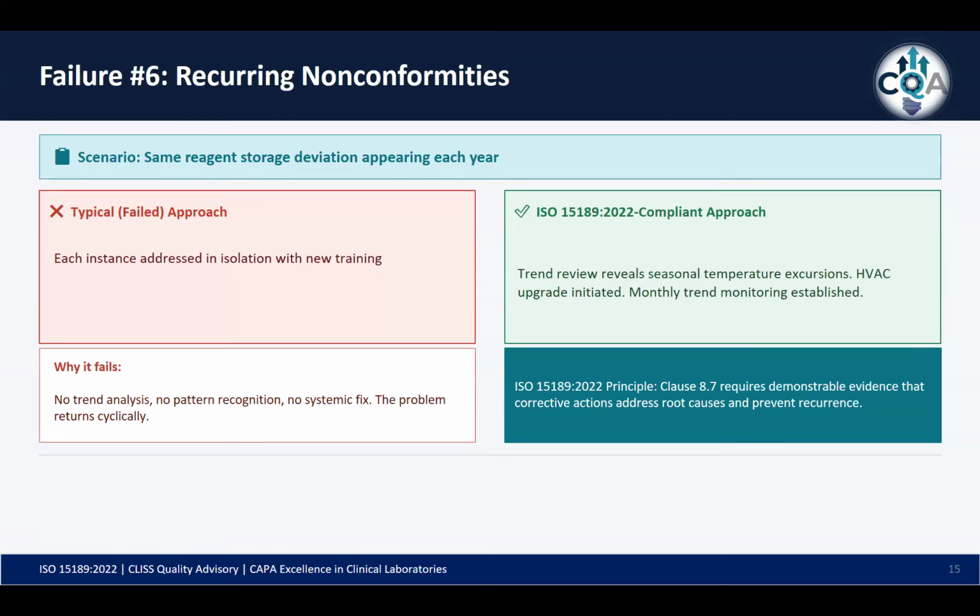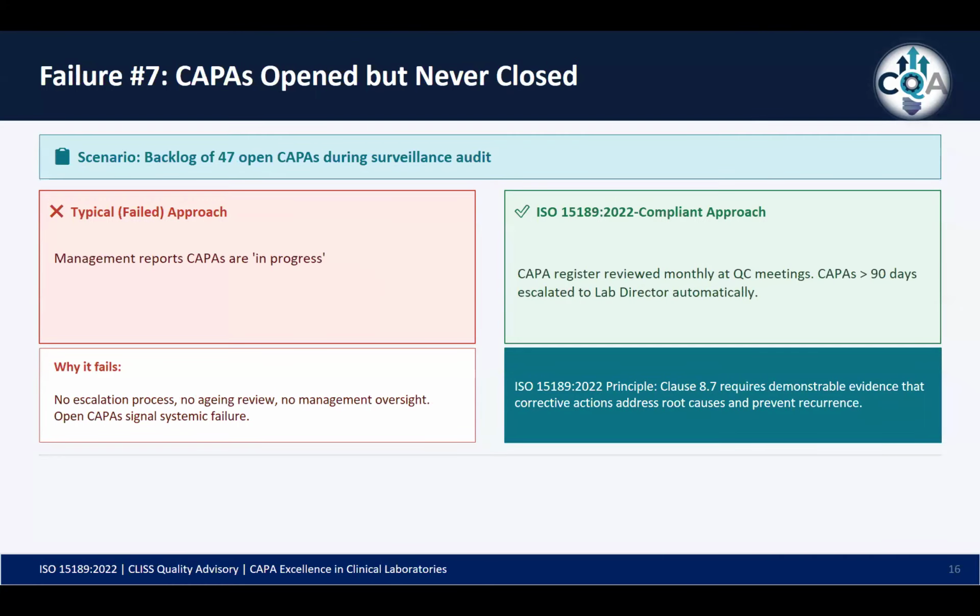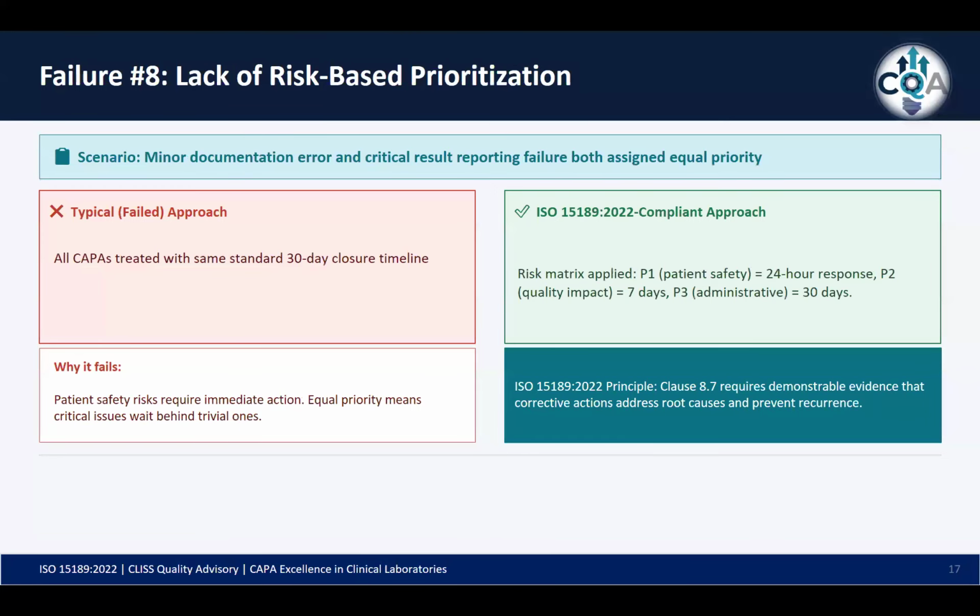But rather, you should be able to review your trends and see what happens in particular times of the year and respond accordingly. Okay, so CAPAs are open but never closed. That's another example. Let me move forward. Number 8 will be lack of risk-based prioritization. We'll look at this in detail in the future slides.